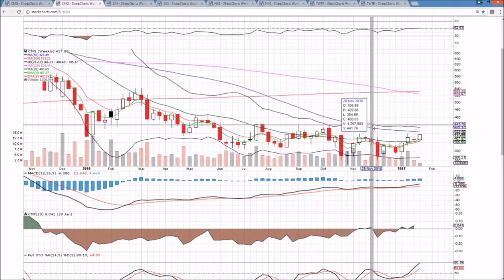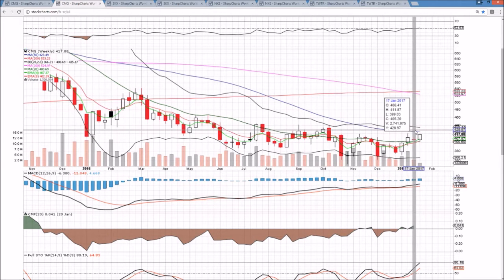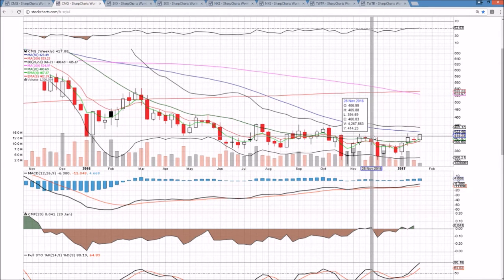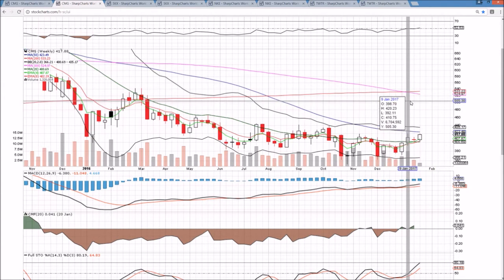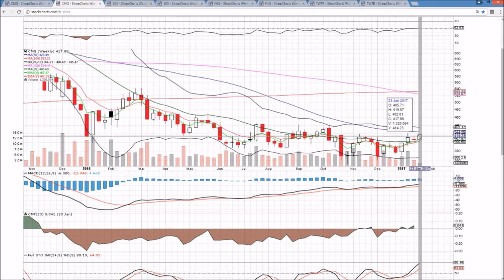But if we can get over those levels, and if this follows through, then we're going to be looking up towards the $500 psychological level area. Still some work to do. Not proving it yet.